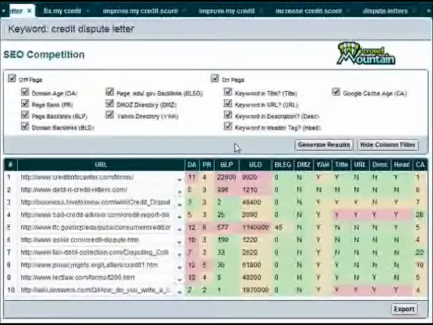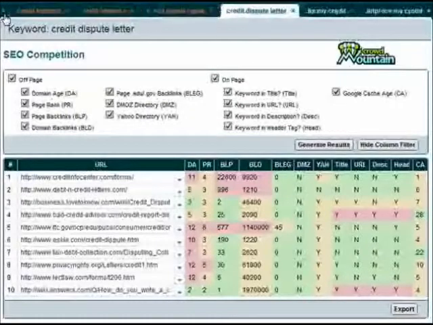Backlinks to the domain are very high, and backlinks to the page for the top two results are very high. The other results aren't quite as high, so you may find a point of entry there. Here's one from Wiki Answers, and I believe it's "how do you write a credit dispute letter." It's all optimized on page, and because it's from Wiki Answers, the backlinks to the domain are very high. The backlinks to the page are just one, so you may be able to find a point of entry with that particular website if you were to put up an article on Wiki Answers.